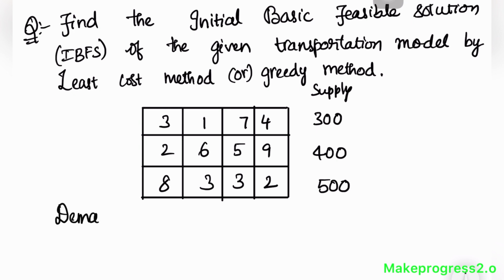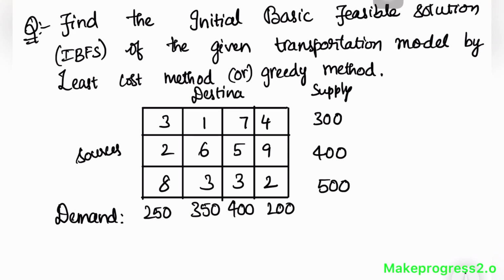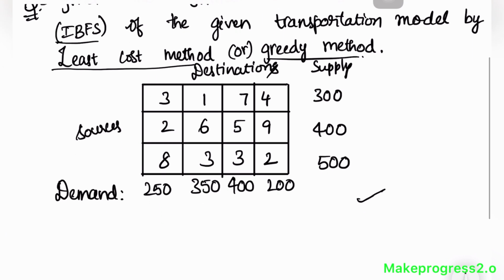So here we have on the right side supply. They have given us 300, 400 and 500, and below they'll be giving you the demand, that is 250, 350, 400 and 200. So as I told you, these are the sources and those are the destinations. So this is the question given. So here they have asked to solve by least cost method or greedy method. So let's go to the solution.